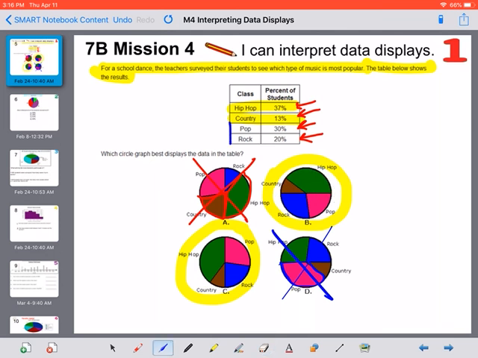Our last two pieces are pop and rock. Between those two, pop should be bigger than rock. Here, is pop bigger than rock? Doesn't look like it. Here, is pop bigger than rock? I believe yes it is. So this one here should be our best data display. Our percentages match the slices of pie.